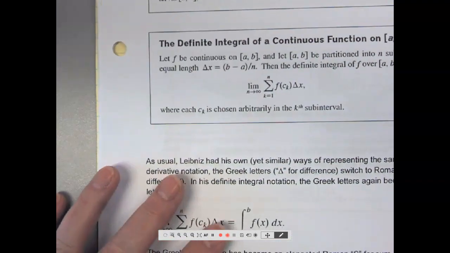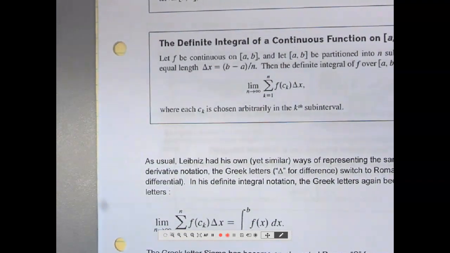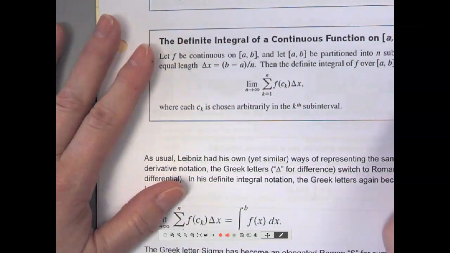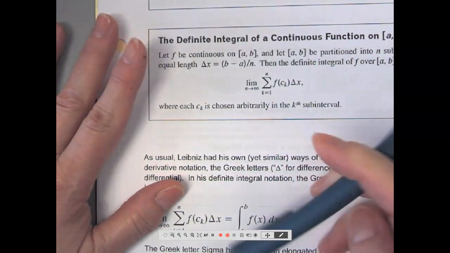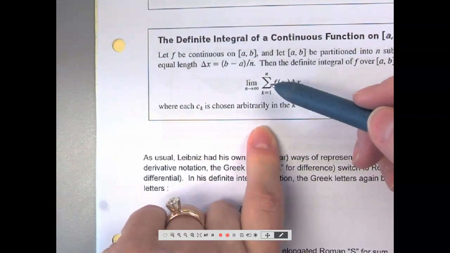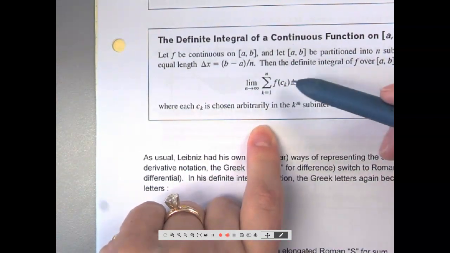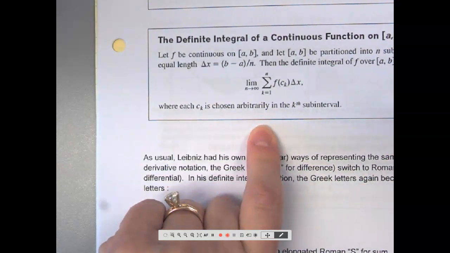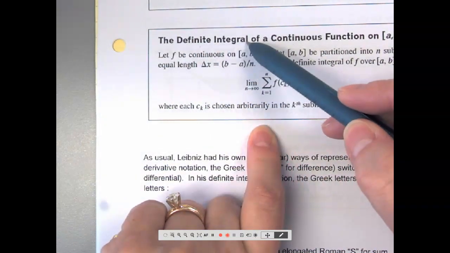The definite integral of a continuous function. We don't need to read all that. It's just, again, saying, if I can sum up a bunch of rectangles, length times width, then I will have the area under the curve, which is what I call the definite integral.